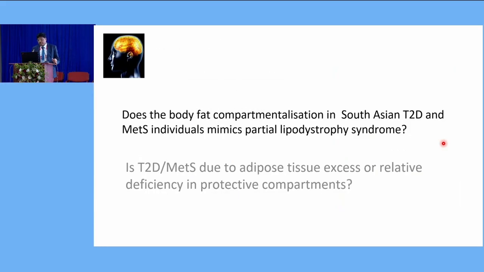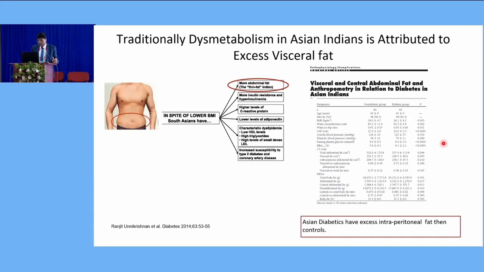Now, does the body fat compartmentalization in South Asian T2DM and METS individuals mimic partial lipodystrophy syndrome? It is a very important issue. Is T2DM or METS, I am using the word METS all the time because I am more interested in the clustering disease rather than diabetes alone, due to adipose tissue excess or relative deficiency in the protective compartment? Because classically we said T2DM is a disease of obesity, but it is not the scenario in the majority of our people in our country, or at least a good number of people.